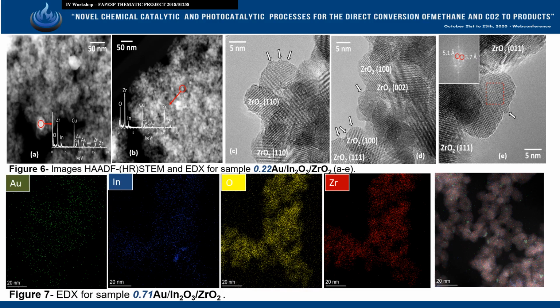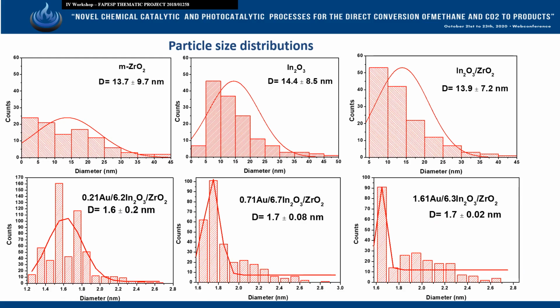For the sample gold indium zirconium oxide, it is important to highlight that the sample doesn't show the indium oxide amorphous shell around the zirconia particles. Instead, small entities of about 1 to 1.5 nanometers in size are observed on the zirconia particles. Particle size distributions are shown for the samples.